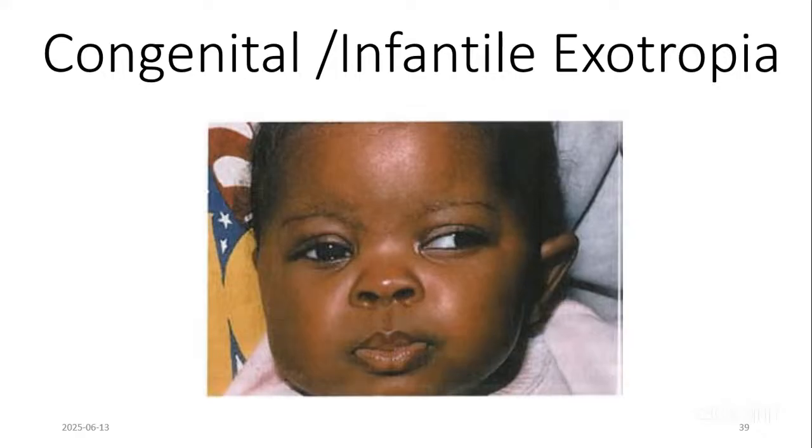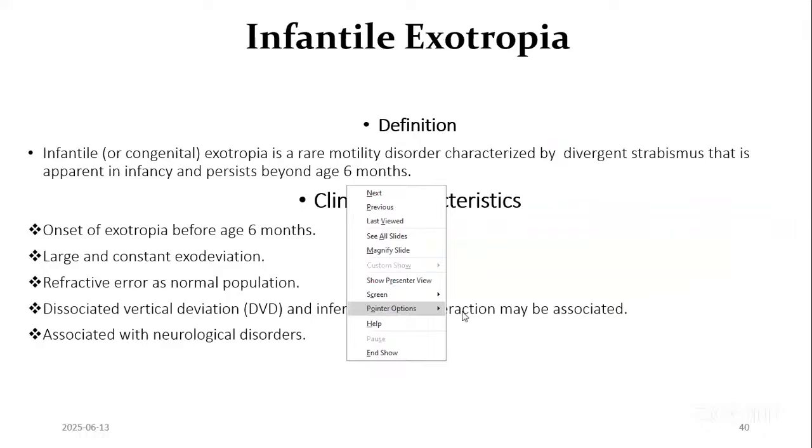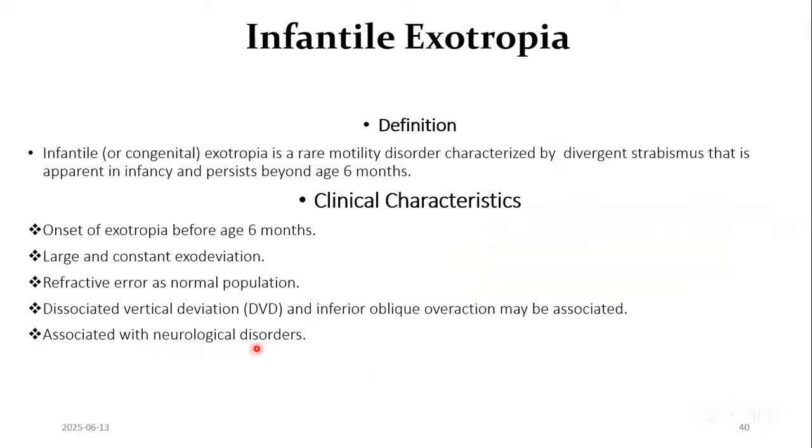Congenital or infantile exotropia has many things like infantile esotropia. The age of presentation is usually at birth or before 6 months. There is a large constant exodeviation. Sometimes they also have dissociated vertical deviation or inferior oblique overaction. And here the main difference between infantile exotropia and infantile esotropia is that many infantile exotropia patients will have a neurological disorder.